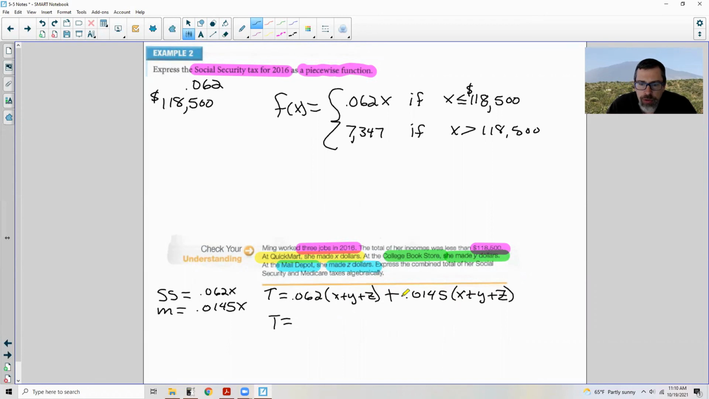So 0.062 plus 0.0145 would be 5, because that's 4 decimal places. This is only 3. And so the third place is 2 and the 4, which would add up to 6. And the second place is the 6 and the 1, which adds up to 7. So it's going to be 0.0765 of x plus y plus z if I factor out what I mean. Okay, so either of these would be true.